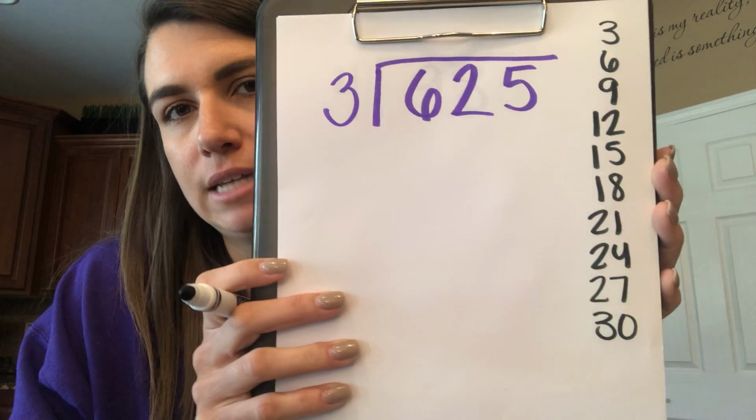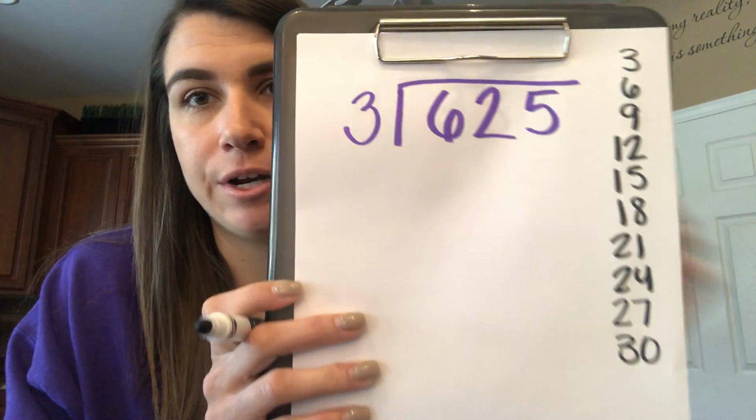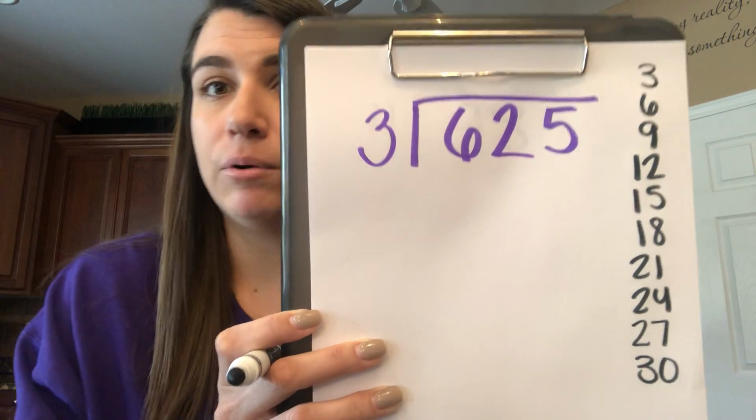All right, so first thing we're going to do is we're going to skip count by 3s to make sure that we don't make any simple multiplication errors. So skip count with me. Ready? 3, 6, 9, 12, 15, 18, 21, 24, 27, 30. So that should be on the side of your paper or on a scrap piece of paper somewhere near. And now we're going to solve it together.